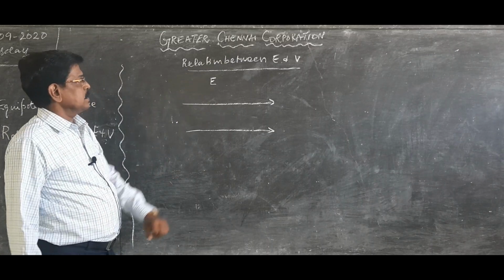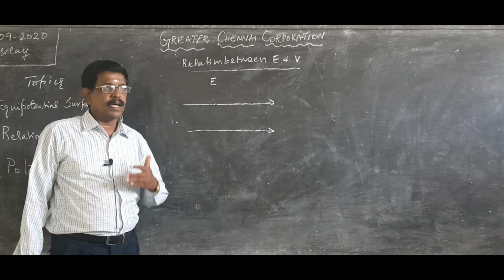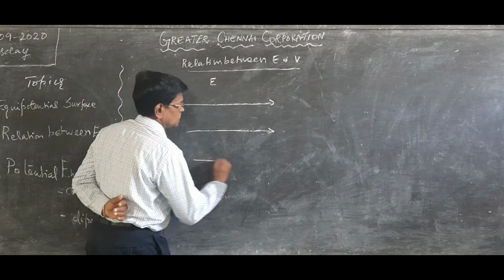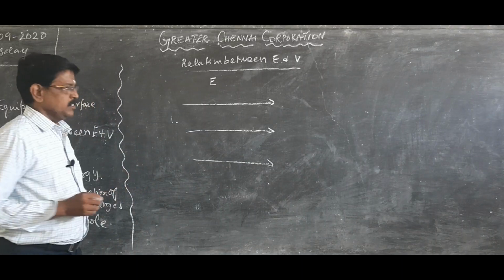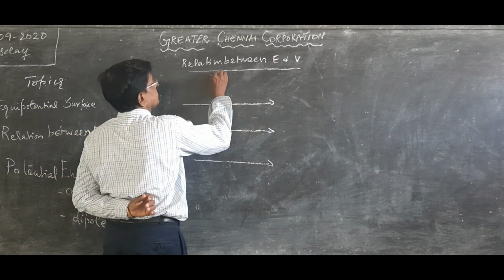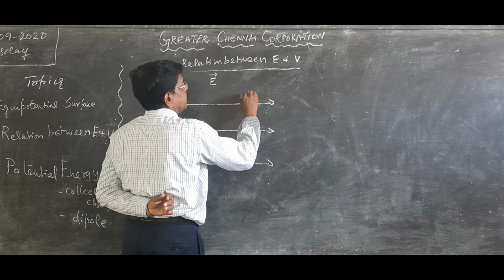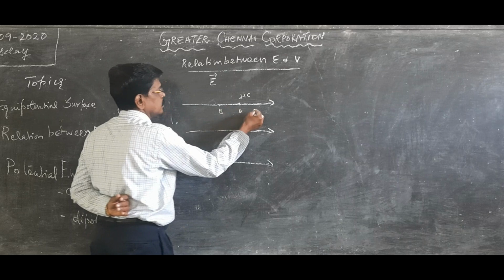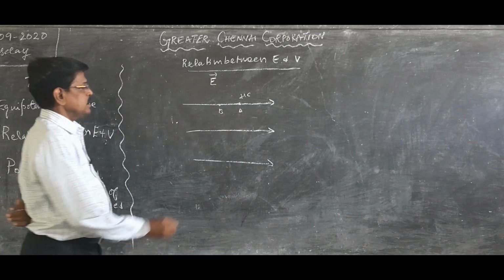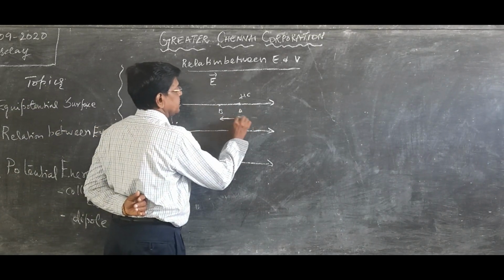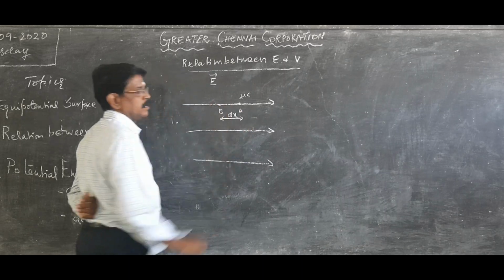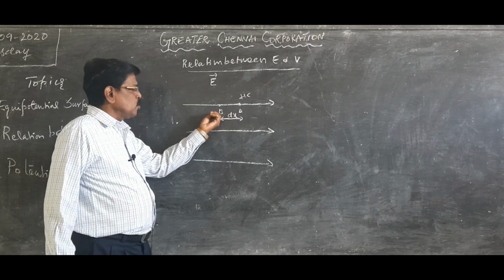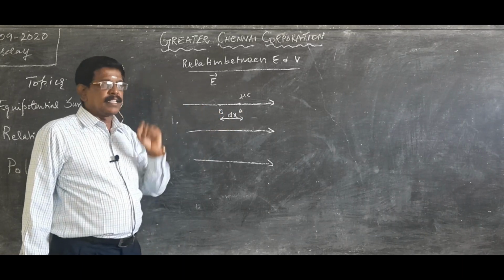The second topic, the relation between electric field and the potential. Let us assume a uniform electric field. In this uniform electric field E vector, a unit positive charge is moved from one point to another point like this, in the opposite direction. Let the distance between the 2 points be dx. So when the unit positive charge is moved against the field, definitely there will be work done.